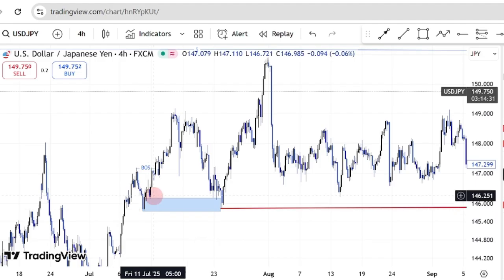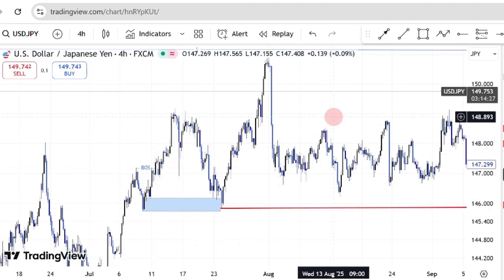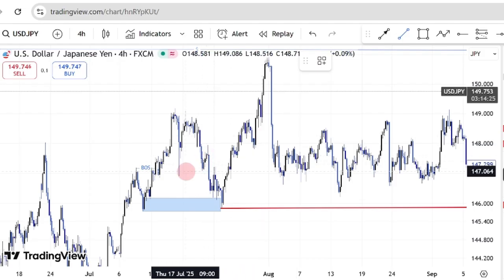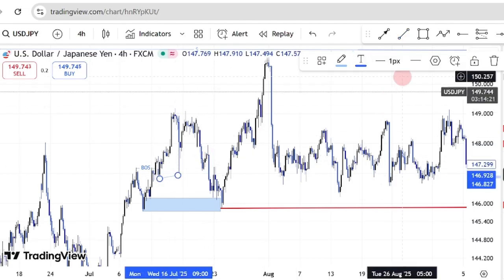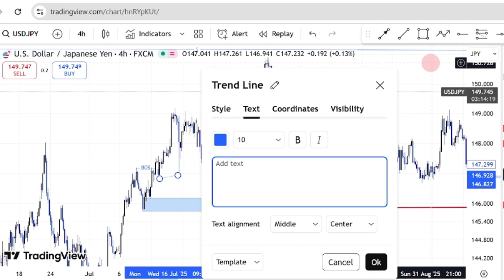Now, if you look closely, what can you see? You see you push from this zone, and we have all of this as our liquidity. What can you see? That was our liquidity, and immediately price took out this liquidity.